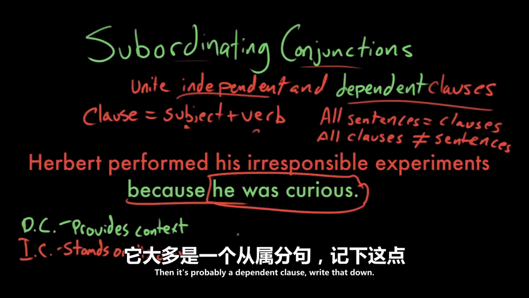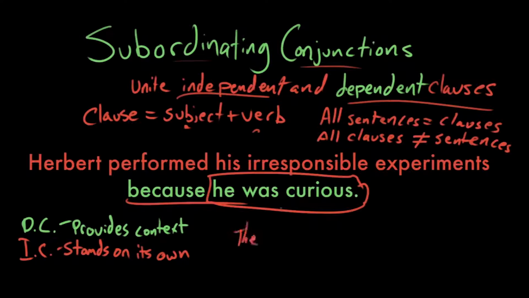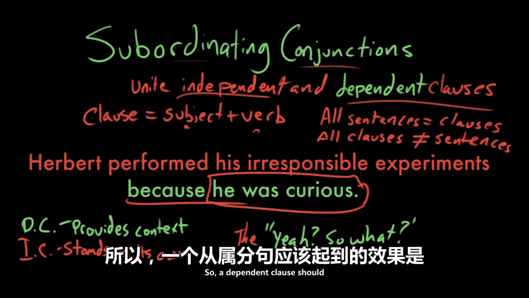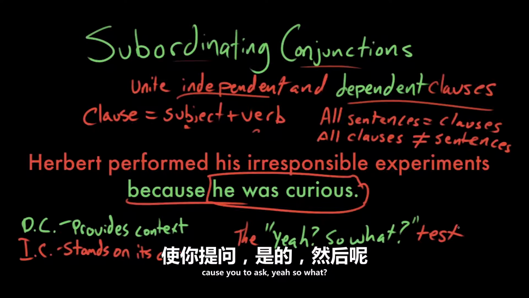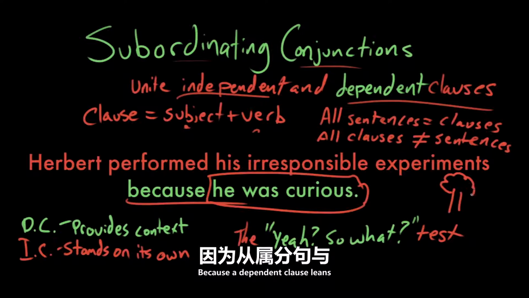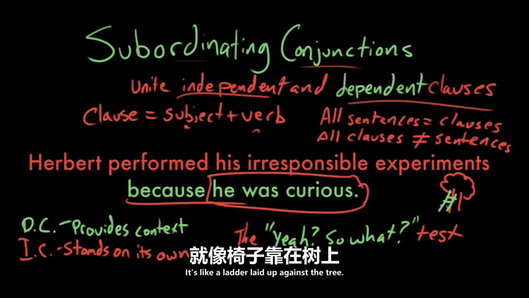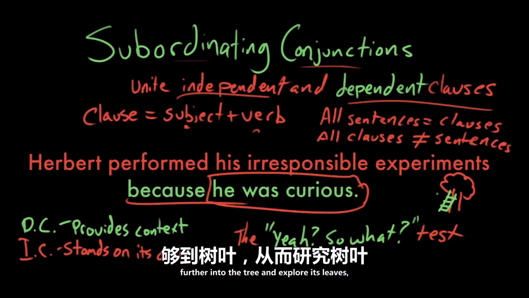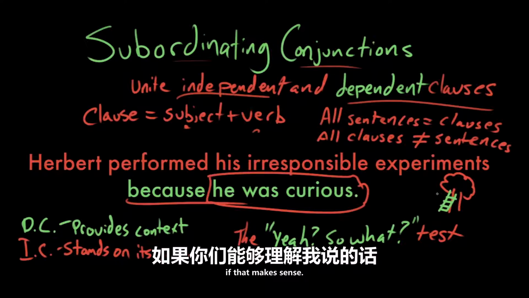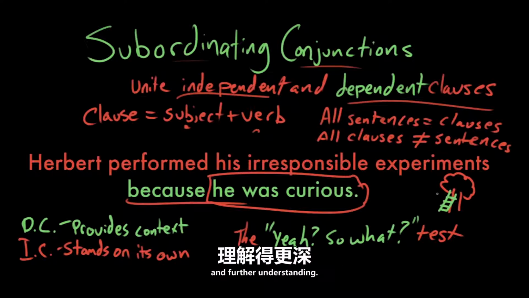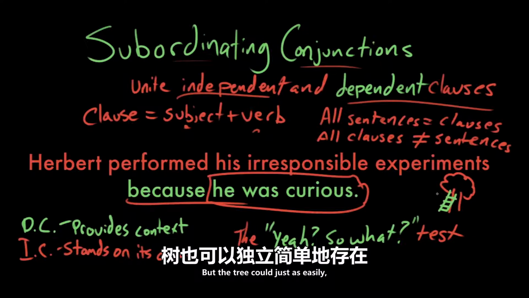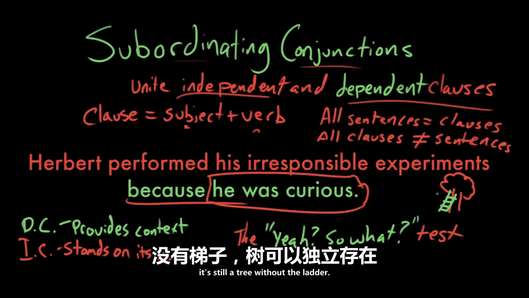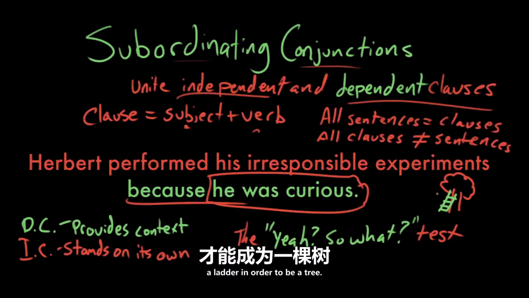Let's write that down. Put that in a doctrine. A dependent clause should cause you to ask, yeah, so what? Because a dependent clause leans against an independent clause. It's like a ladder laid up against the tree. The tree is still going to be standing there whether or not the ladder is there, but the ladder is useful because it allows you to get up further into the tree and explore its leaves, if that makes sense. It allows you to get further context and further understanding. But it's still a tree without the ladder, right? You don't have to have a ladder in order to be a tree.